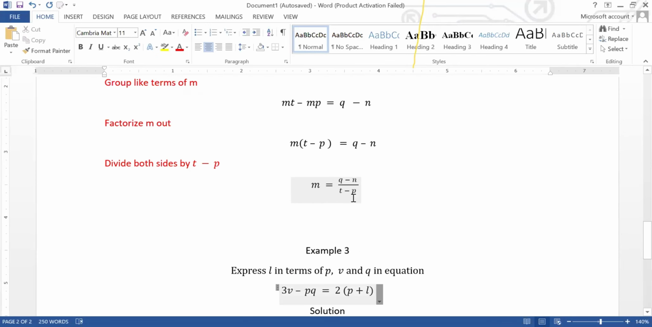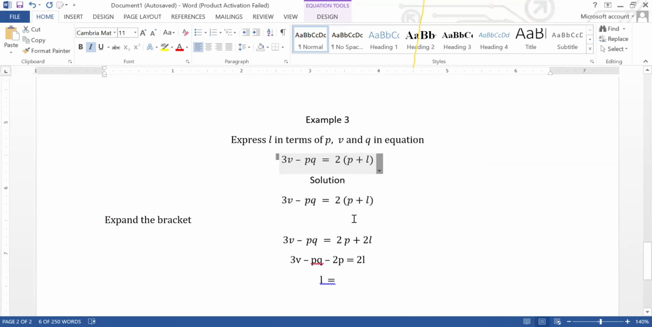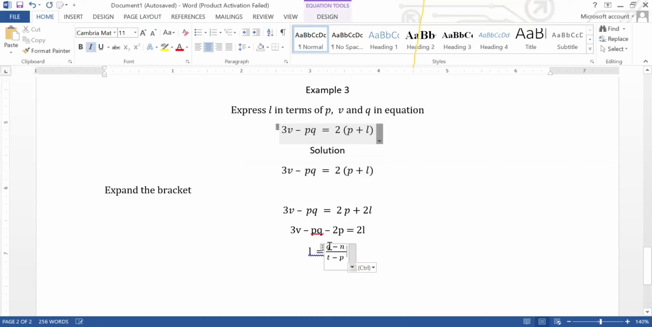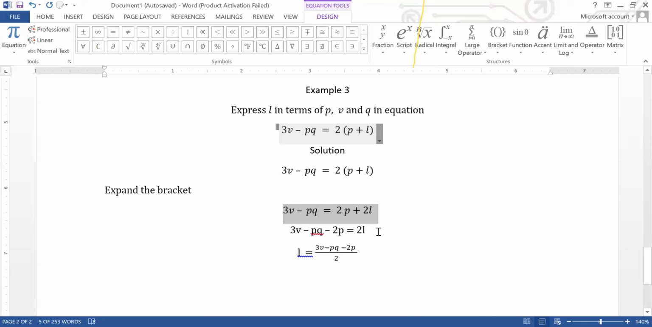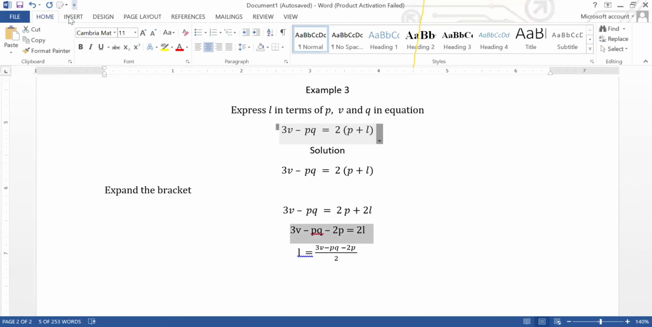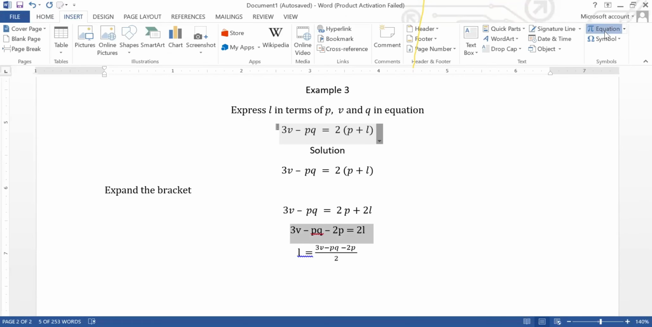I need a fraction. I would have 3V minus PQ minus 2P, all over what? 2. And that's my answer. As easy as that. Example 4.